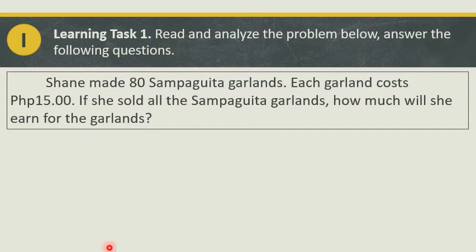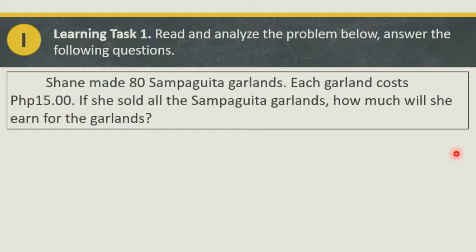Answer the following questions. So Shane made 80 sampaguita garlands. Each garland cost 15 pesos. So nakagawa ng 80 sampaguita garland si Shane. Tapos kada isa daw sampaguita garland, nagkakahalaga daw ng 15 pesos. If she sold all the sampaguita garlands, how much will she earn for the garland? So nabenta niya lahat yung 80 na yun, na ang kada isa ay 15 pesos. So magkano daw lahat yung kanya napagbentahan?